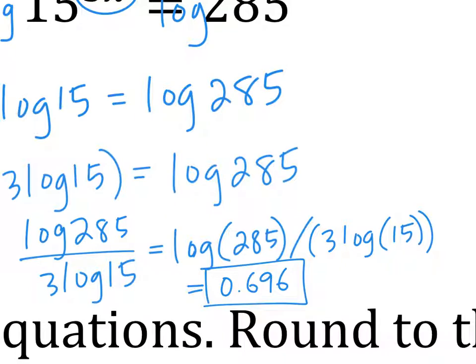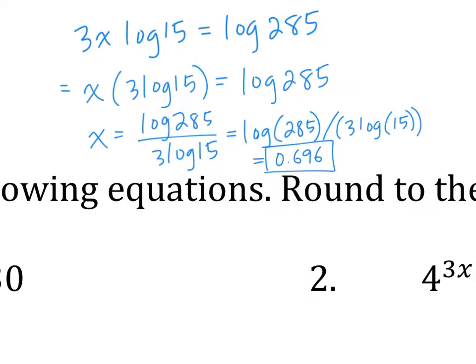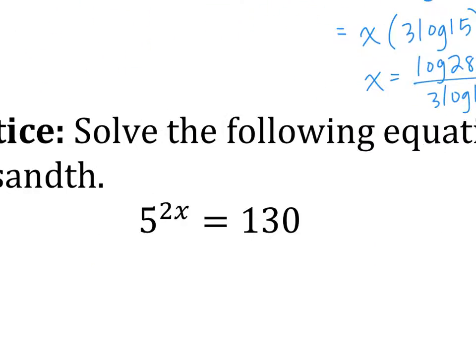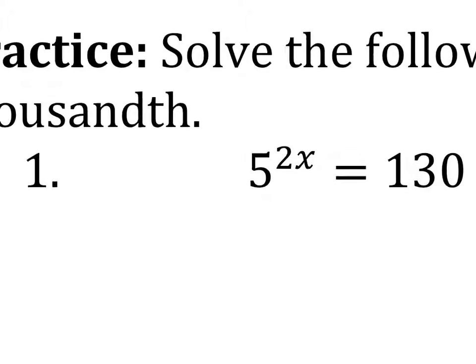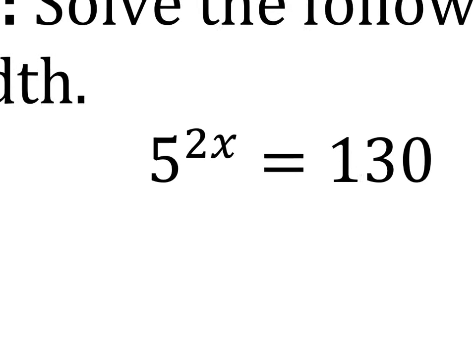All right, let's try another one. Number 1 over here. First thing you always ask yourself is, can I change them so they have the same base? Can 5 and 130 have the same base? No. If they can have the same base, then make them have the same base. You solve it faster that way. But no, they cannot have the same base, so what should I do to move that 2x down?